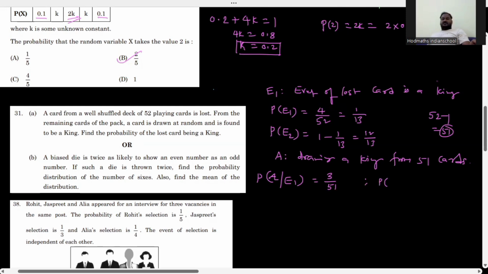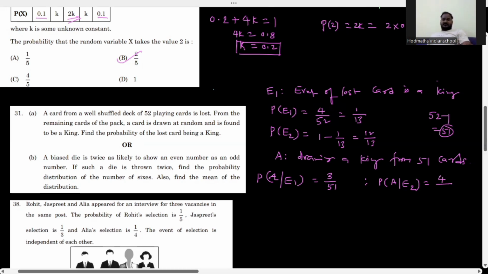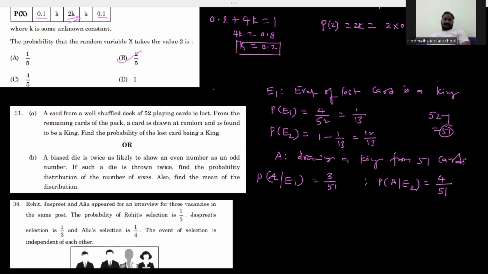Now tell me what is the probability of A given E2? A given E2 means drawing a king, but the last card is not a king. If the last card is not a king, some other card will be lost, right? If another card is lost, then all four kings are still there. So therefore, we have four kings out of 51 cards. So it is understood that we need to find the probability of the last card being a king.